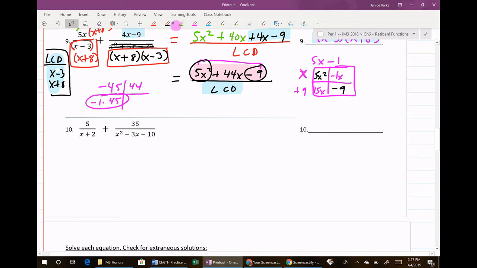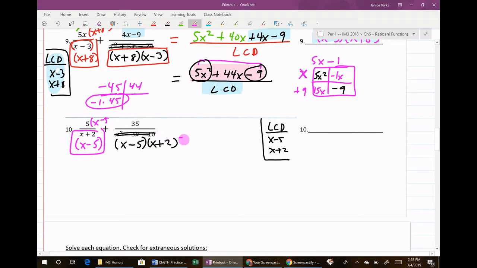For number 10, I need to factor this denominator, so x minus 5 and x plus 2. Cross that off. So the LCD is x minus 5 and x plus 2. If you're going to write the LCD, don't put it right next to it. That's kind of where you're going to do your work. So x minus 5 this means. So my denominators now look alike. I'm just going to go down here. So they both have an LCD.